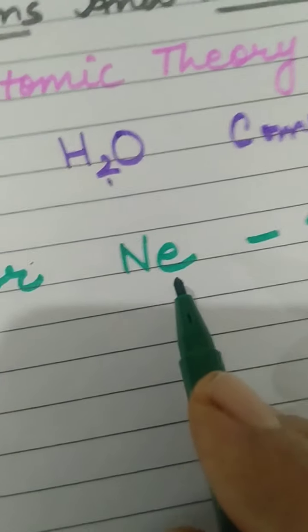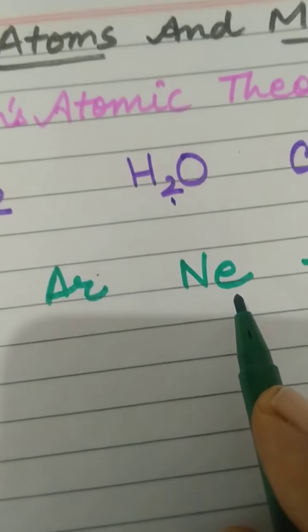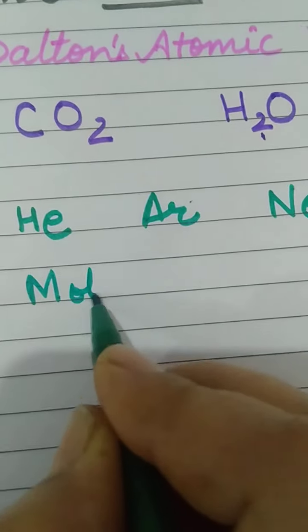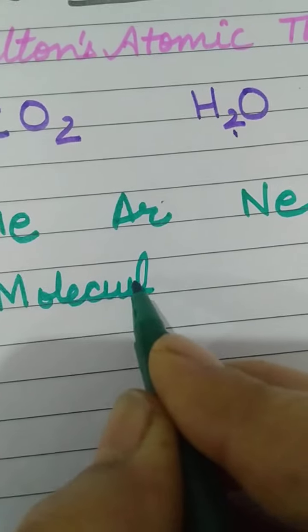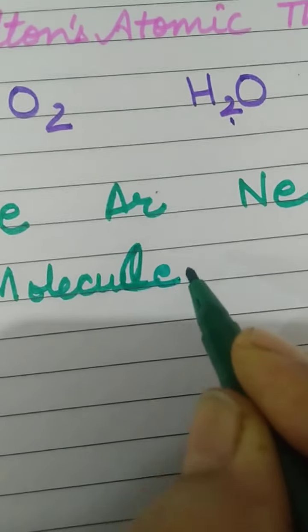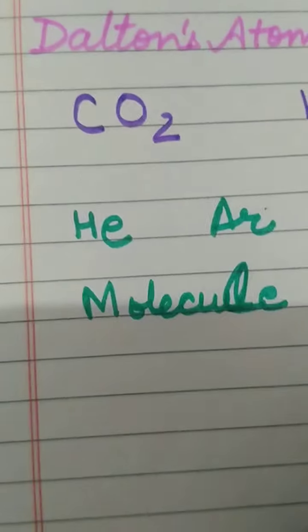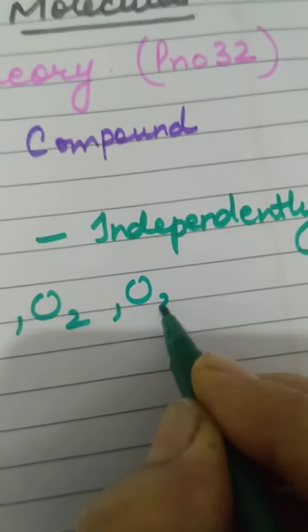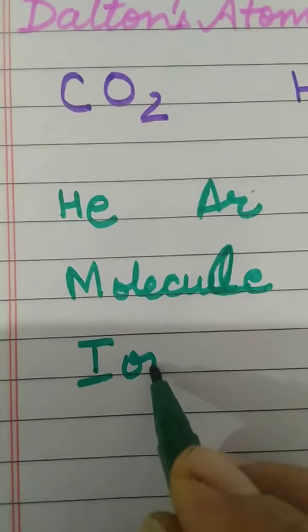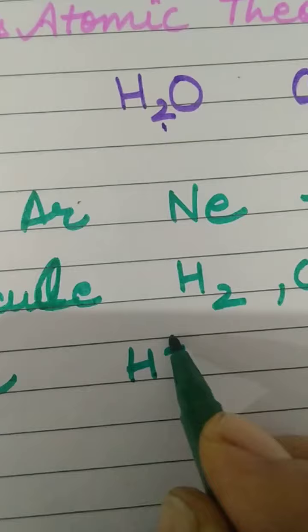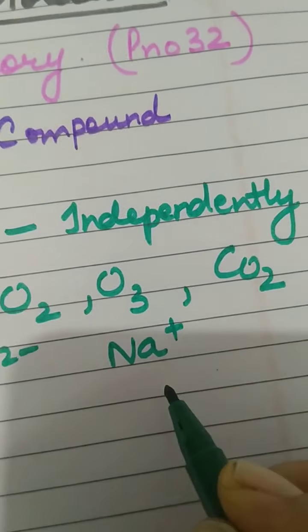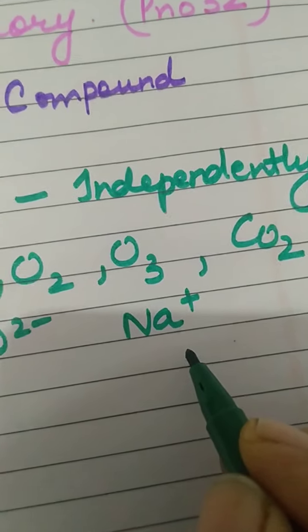But most of the atoms don't exist independently. They exist either in the form of molecule, which I will be explaining to you, or in the form of ion.